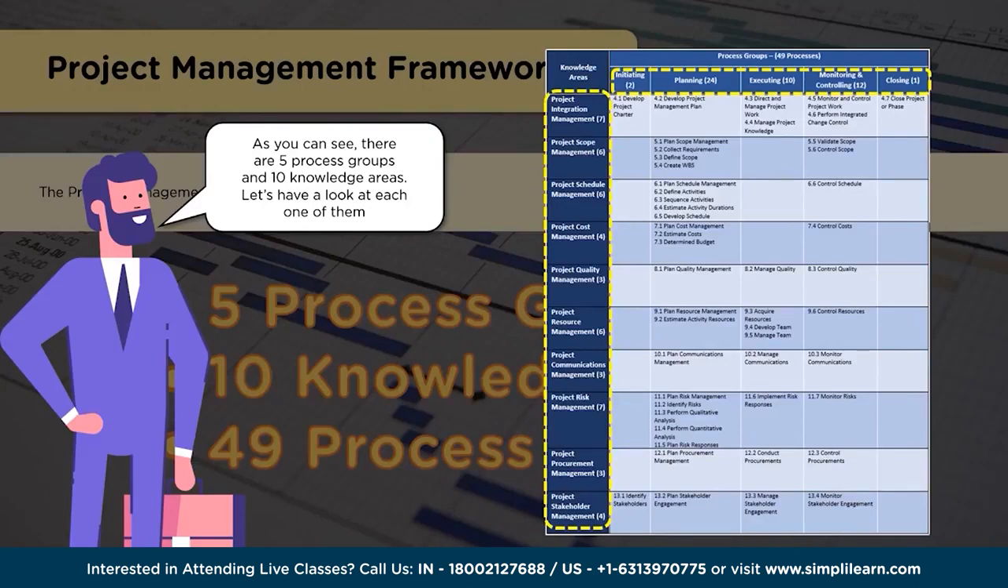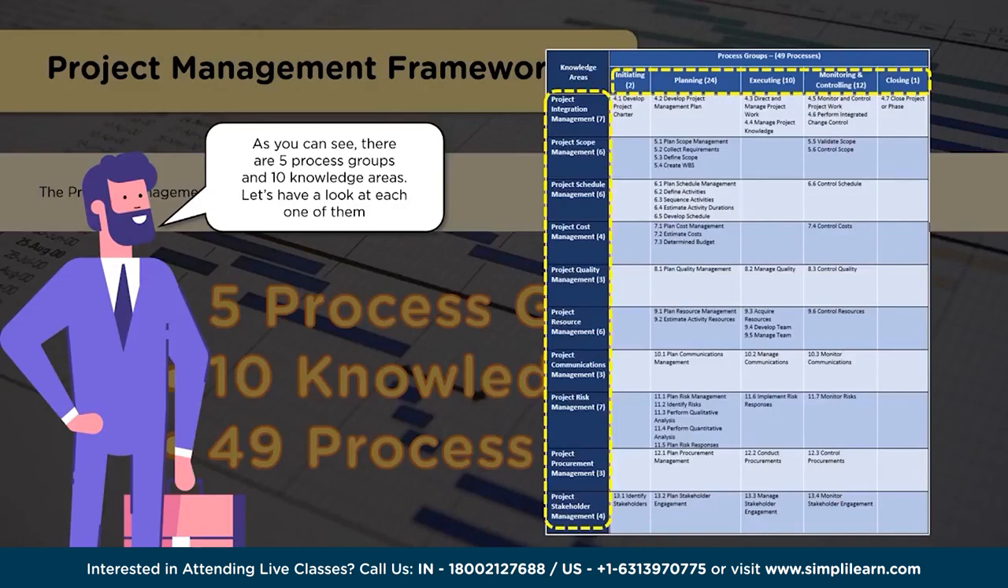So now if you look at the initiating process group, you can see 2 processes, that is develop project charter and identify stakeholders. So develop project charter and identify stakeholders basically defines the project charter required for the project as well as the initial identified stakeholders who are required to move forward in the project.